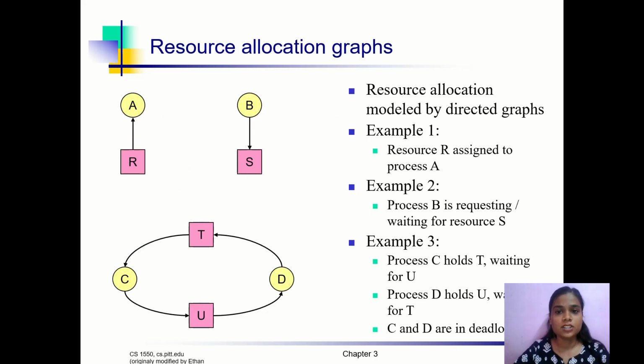Next is the resource allocation graph. Resource allocation is modeled by a directed graph. For example, in example 1, the resource is assigned to A. In example 2, process B is requesting resource S. In example 3, process C holds T waiting for U, and another process D holds U waiting for T. In the third, C and D are in deadlock.